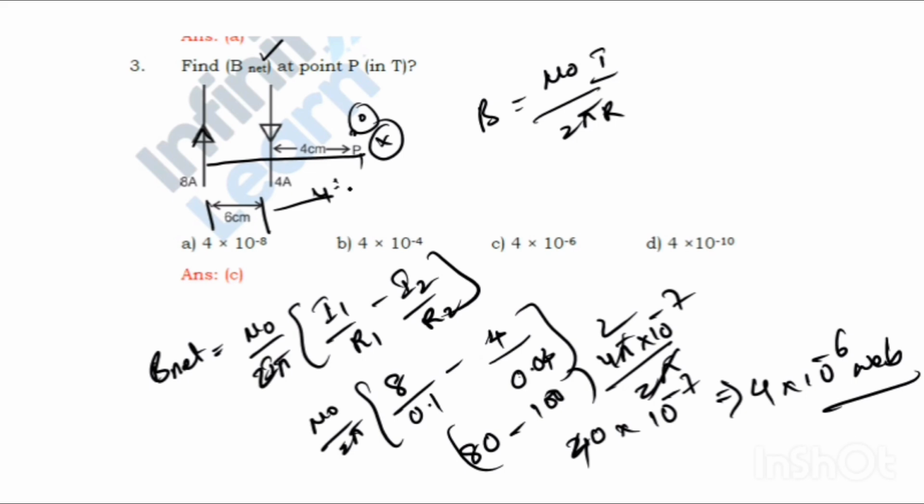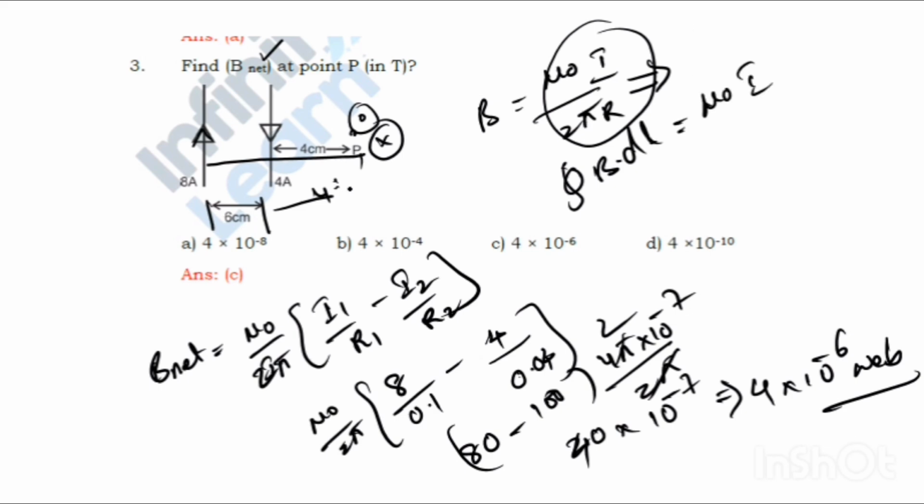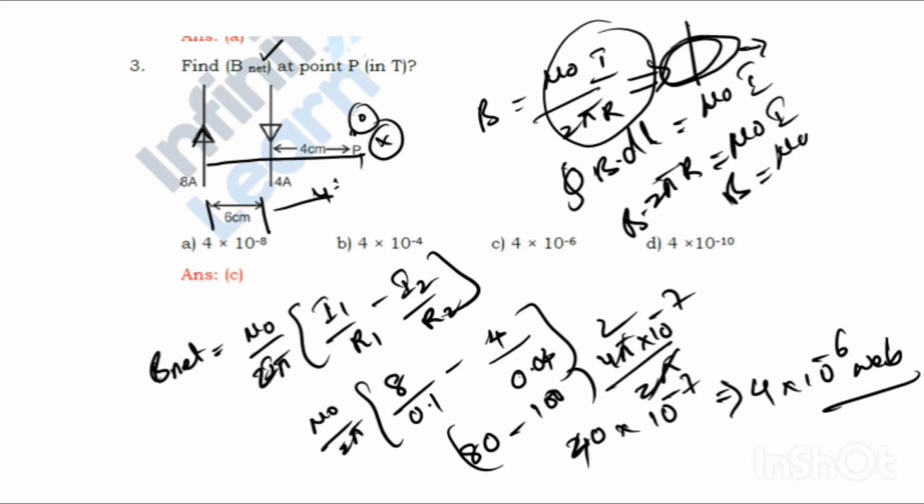We can remember this equation μ0 I by 2πR by Ampere's circuital law, that is ∮B·dl = μ0 I. For a current carrying conductor, we can take a circular loop, so the integral of dl is 2πR, and 2πR into B is equal to μ0 I. So B is equal to μ0 I by 2πR. By Ampere's circuital law, we can easily find the magnetic field.